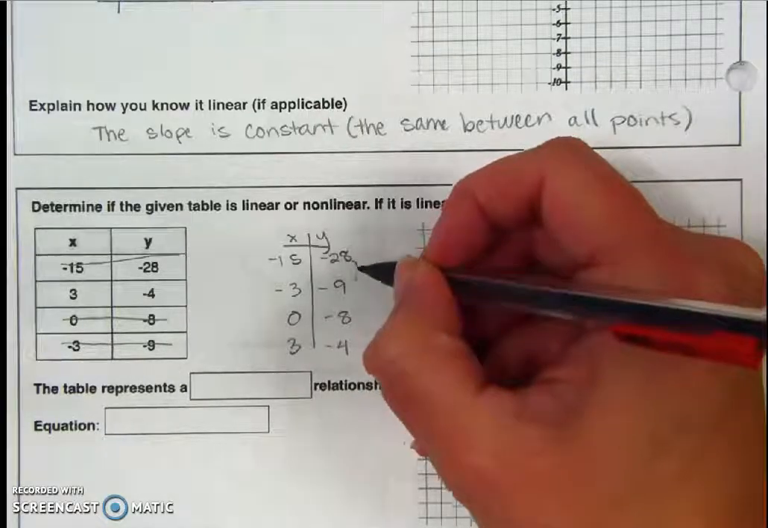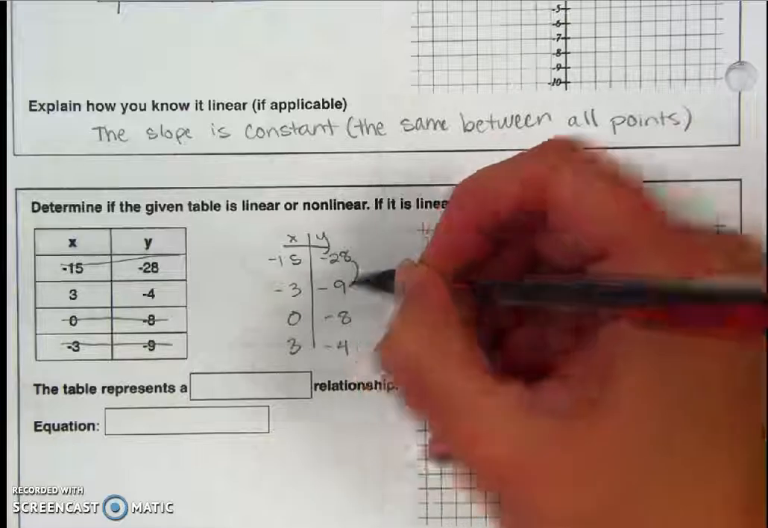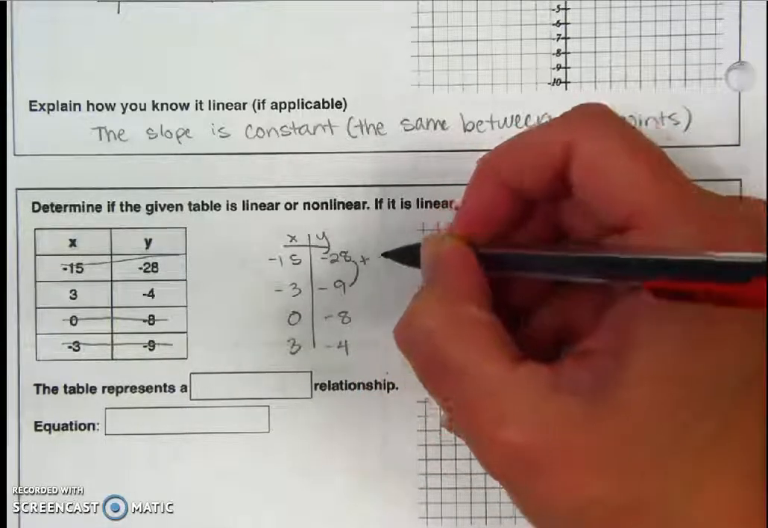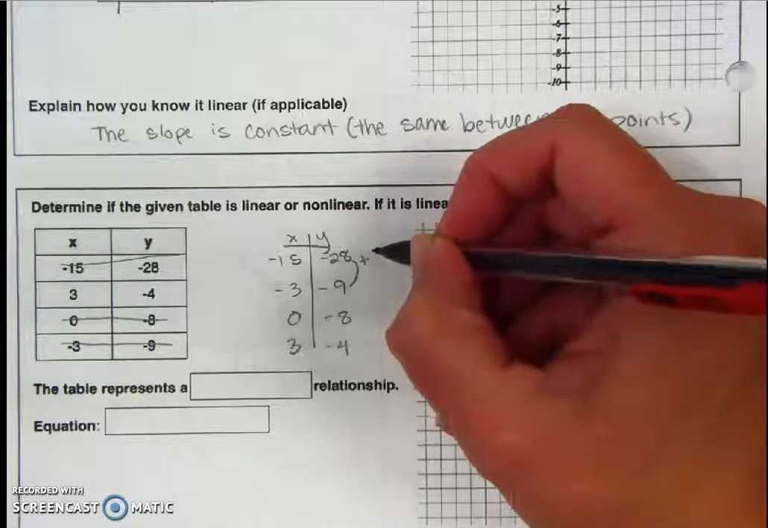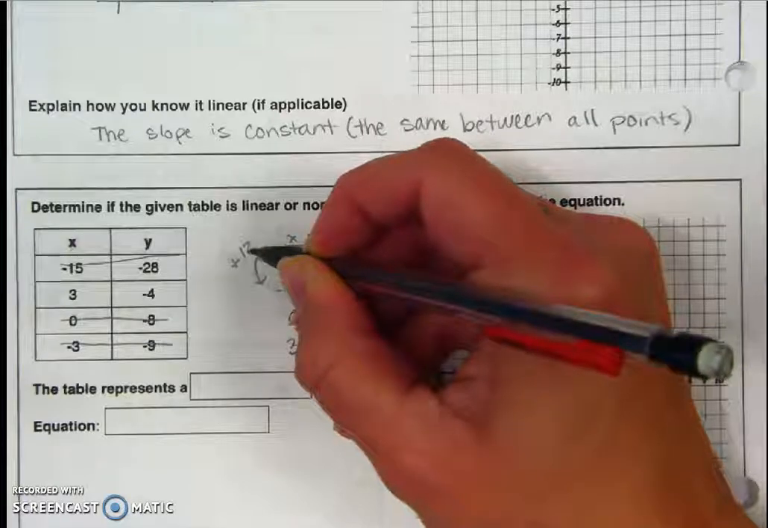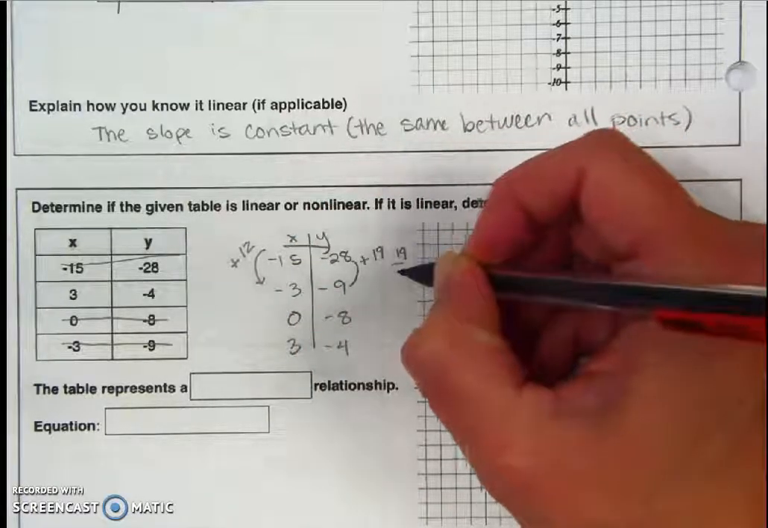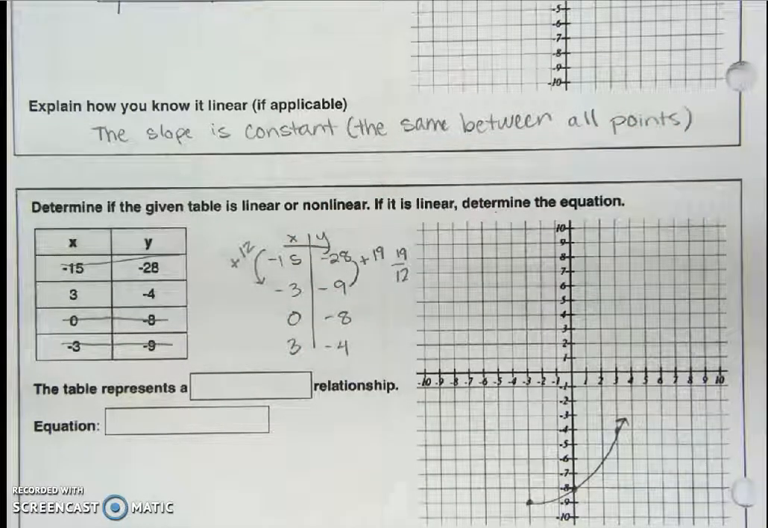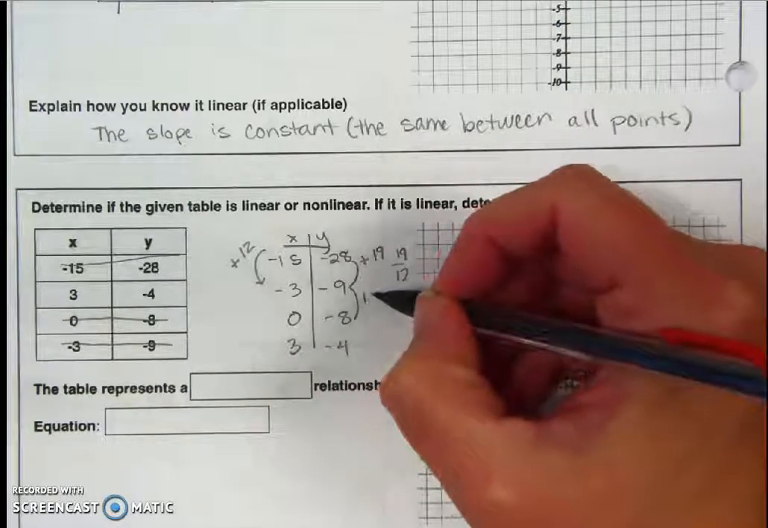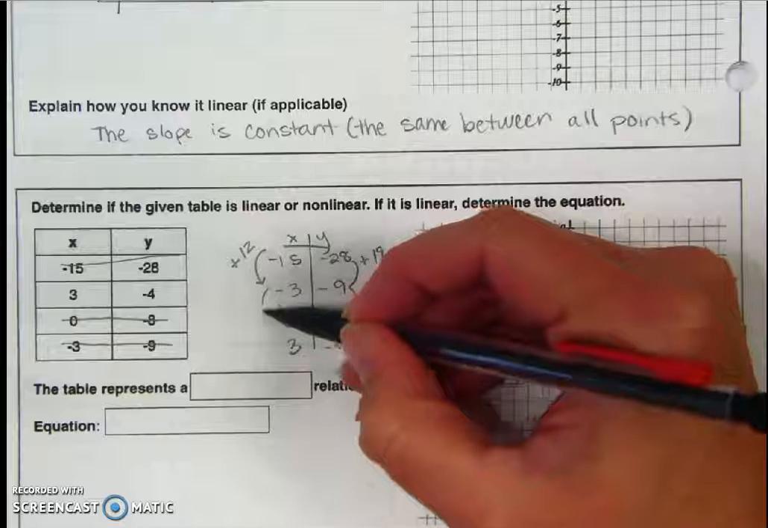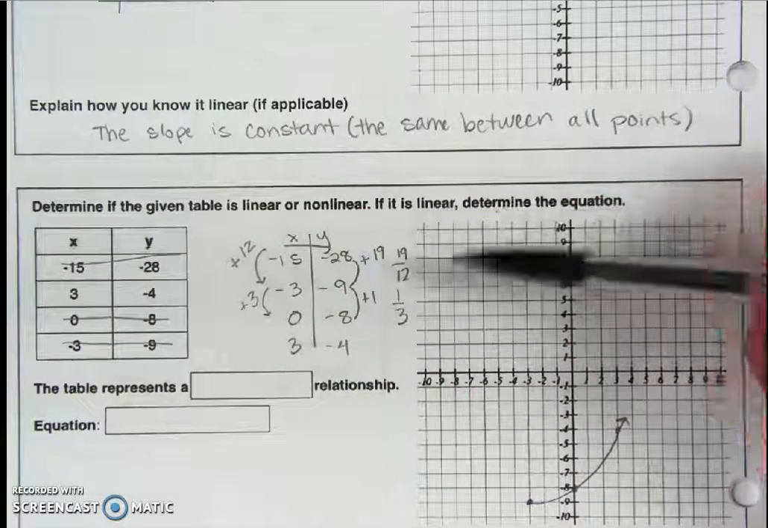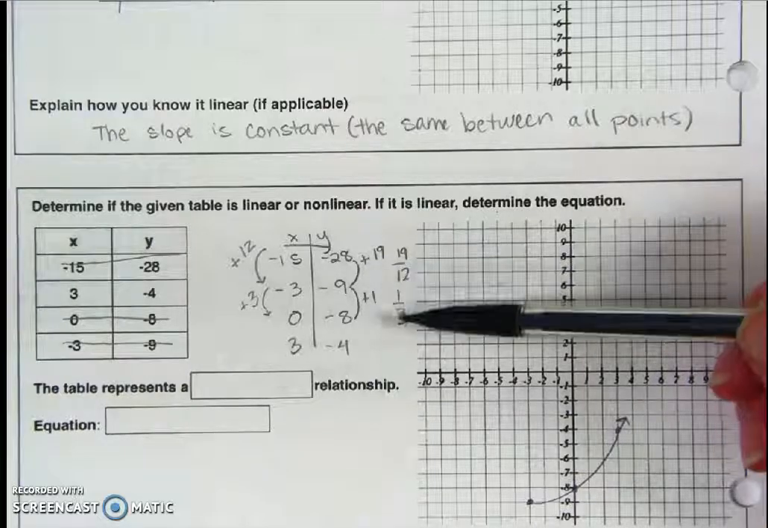So here the change in y from -28 up to -9, they had to have added, let's see, they added 19. And right here they had to have added 12. So this would be 19 over 12 as the slope between those 2 points. Between the next 2 points, it looks like they added 1, when over here they added 3, and so that would be 1 over 3. Already, I can see that these slopes are different.